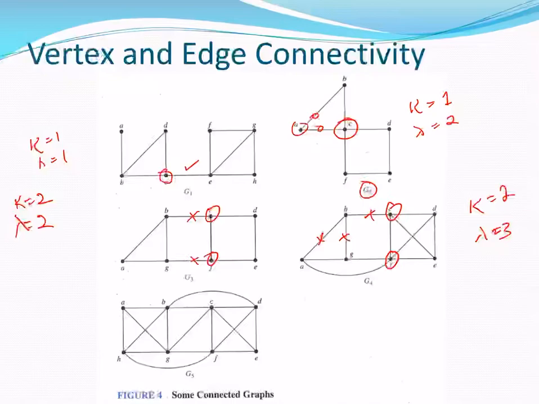And then this last one, G5, also has a lambda of 3 because you can see that A has a degree of 3. It turns out in this one that there's no way to achieve disconnected components with only 2 vertex removals, so kappa is also equal to 3. And that's our discussion of vertex and edge connectivity.